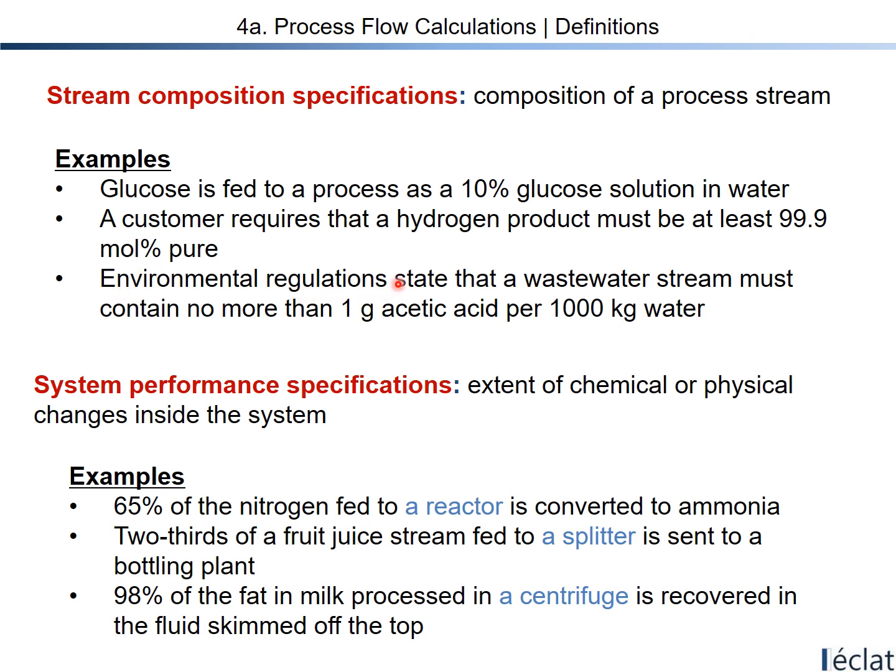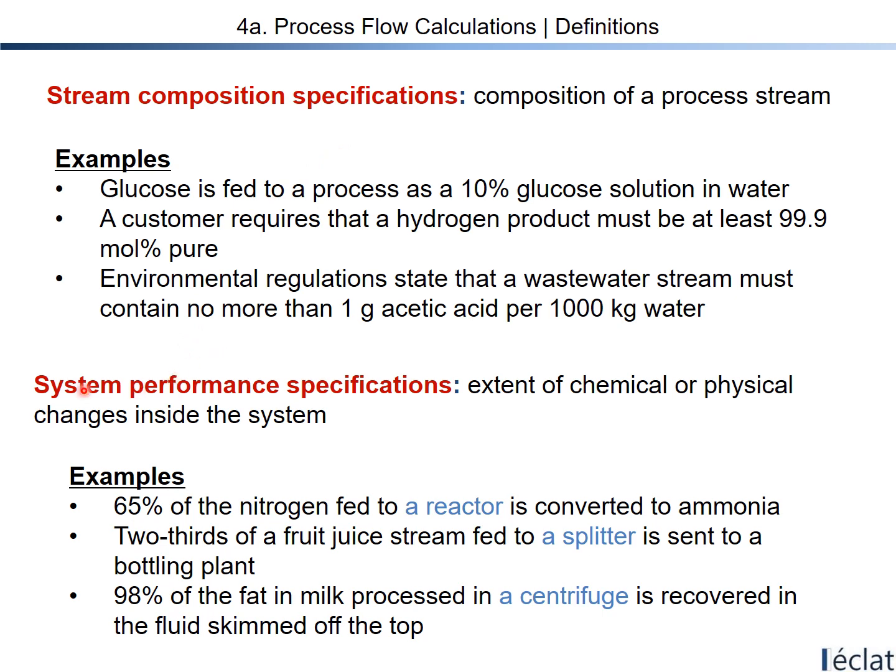Environmental regulations state that a wastewater stream must contain no more than 1 gram acetic acid per 1,000 kilogram water. This is a kind of concentration, and also this can be considered as the stream composition specification. Okay, let's go to the second thing.